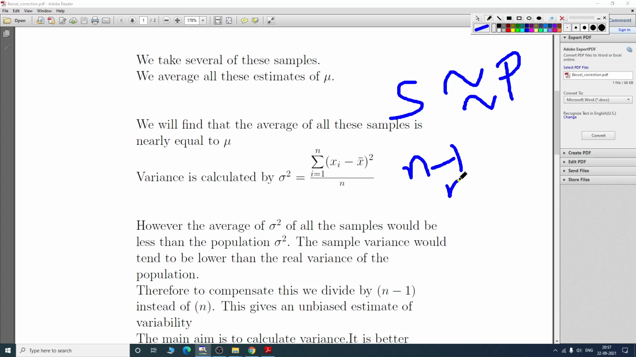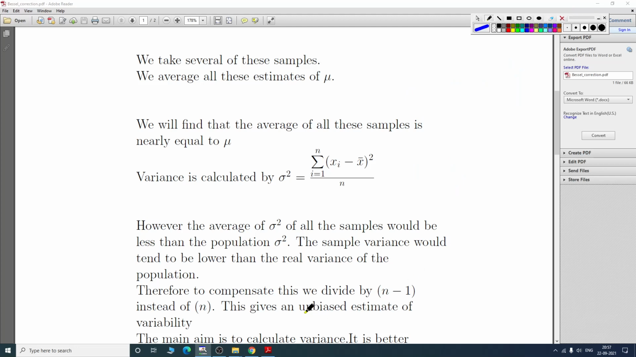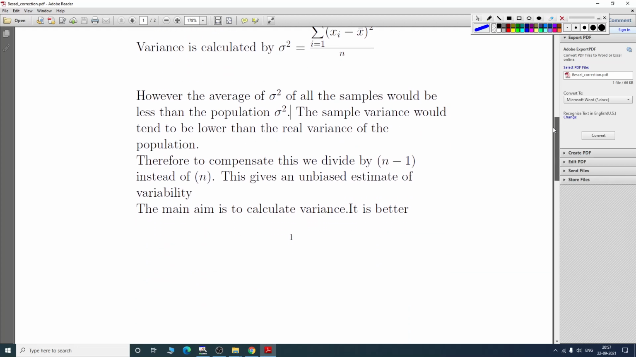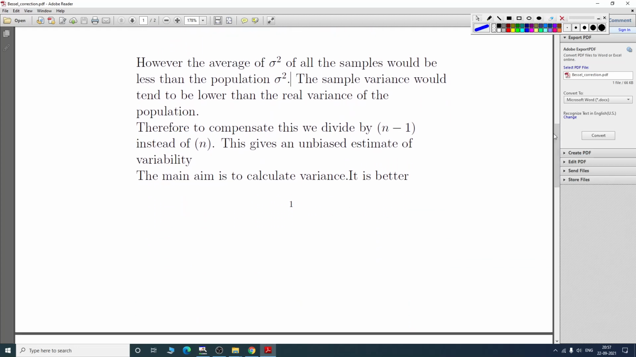Now you must be thinking, since sample variance is anyway an approximation of the population variance, why does it matter whether we divide by n minus 1 or n? It matters because this gives us an unbiased estimate of variability. Now what exactly is variability? Variance calculates the volatility or the variability.